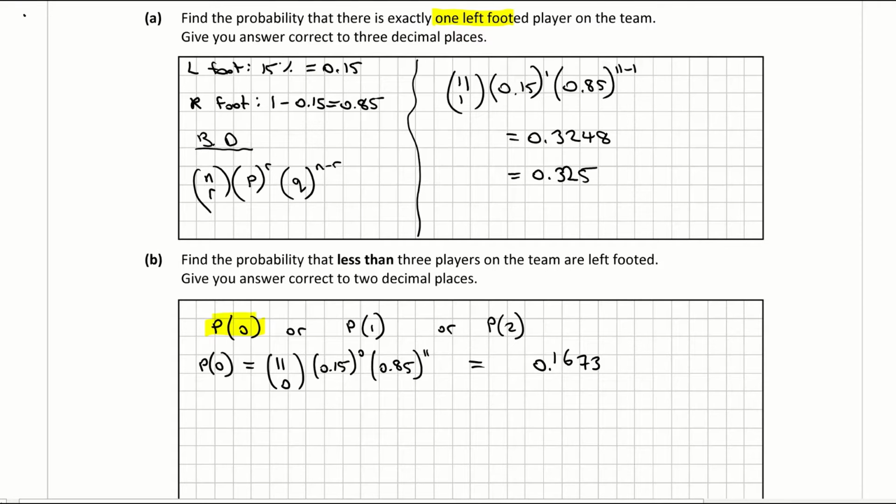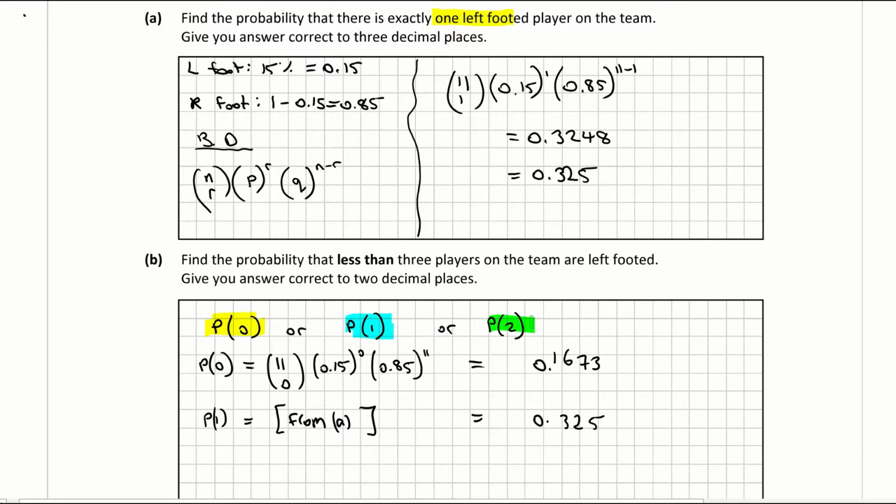Okay, that's the probability of no one being left-footed. Now I'm going to find the probability of just one left-footed. That's 11 choose 1. Actually, I have this from up above, don't we? We have this answer from part A, so why make work for ourselves here? I'm just going to rub that out and take my answer from part A, which was 0.325. That saves me doing it out again.